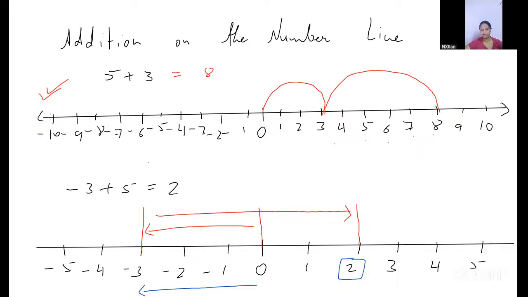Understood? This can also be done if we just skip the number line process. We know that minus plus is minus, so 5 minus 3 is 2, and we put the sign of the bigger number. 5 is positive, so 2 will be positive. I get it, but the question says you have to do it using the number line, so you have to show the number line working. Got it?